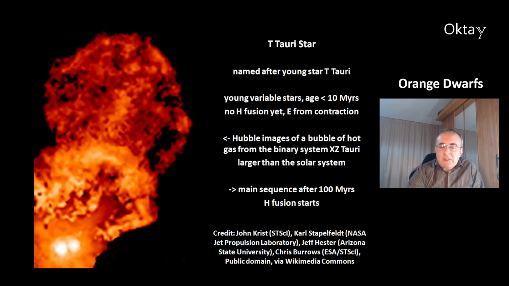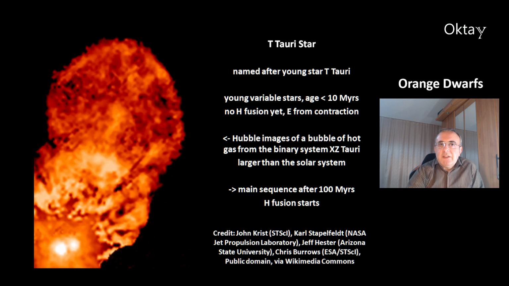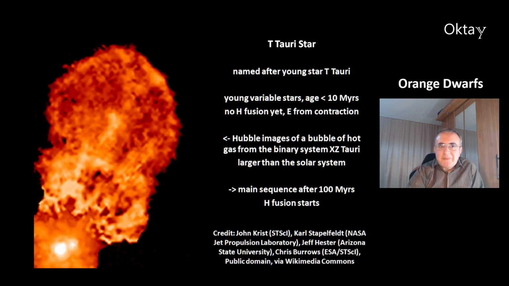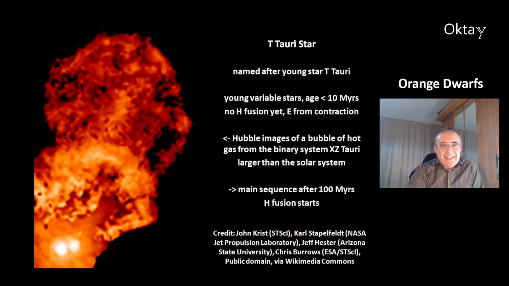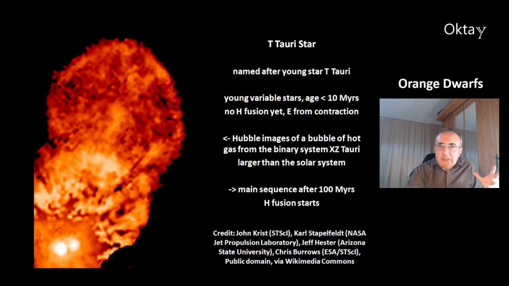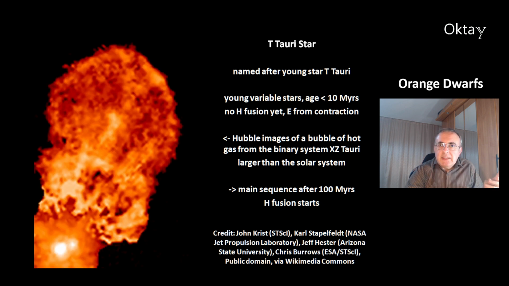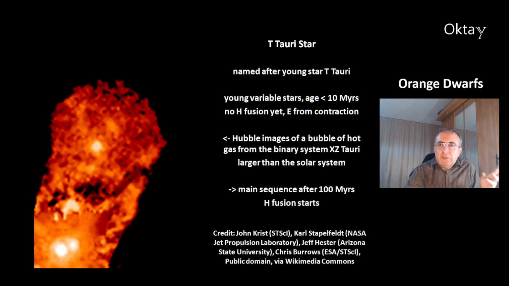This animation that was made from Hubble images shows a bubble of hot gas that came from the binary system XZ Tauri. This bubble is larger than the solar system. The future of T Tauri stars is entering the main sequence after 100 million years. That's when the hydrogen fusion starts.